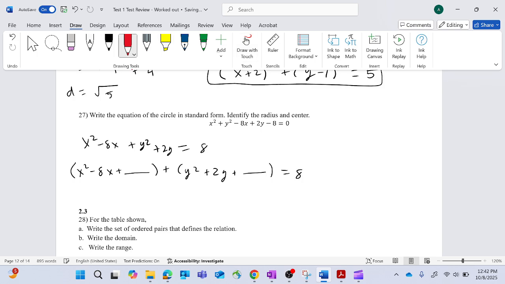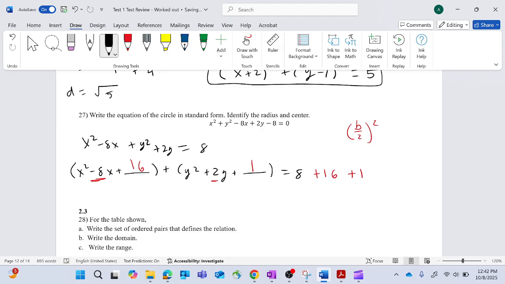And what goes in both of these blanks is b divided by 2 squared, where b is the middle term. So in this case, negative 8 divided by 2 is negative 4, squared is 16. And if you add a 16 here, you have to add a 16 on the other side. And then the next one, the b term is 2. Divide that by 2 is 1. 1 squared is 1. You put a 1 there, you got to put a 1 on the other side.